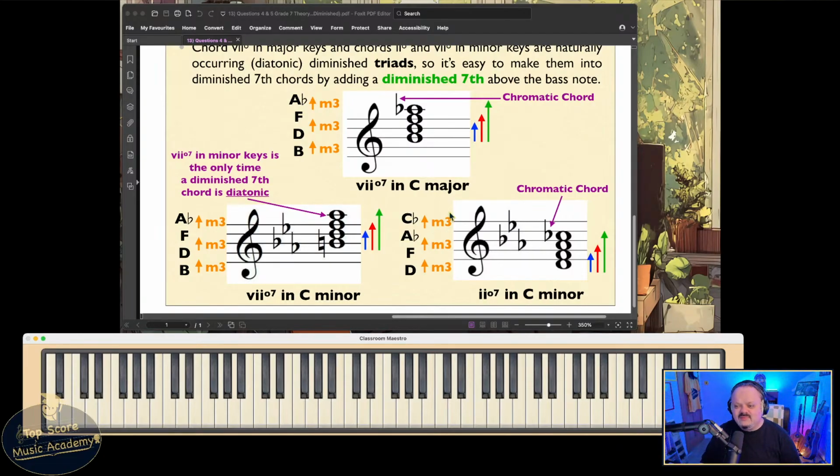So they're the most obvious places to see them. In minor keys, it will be on chord 2, and in major keys, it will be on chord 7. You just have a little bit of work to do and work out what your diminished 7th is for those chords.